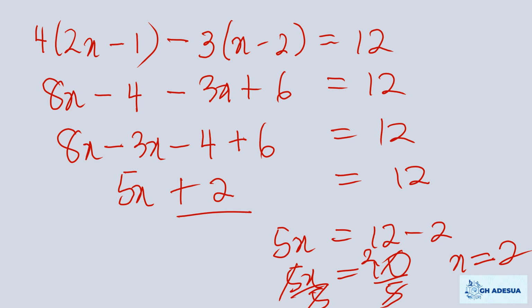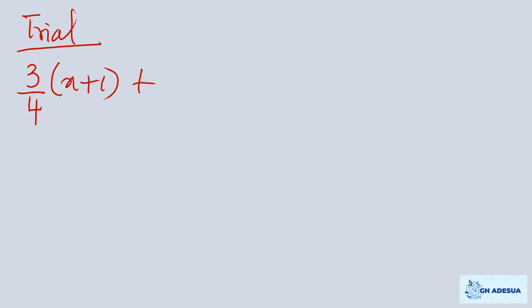Okay, so that's for that example. Let me give you one to try. So let's take a trial. In this trial, we have 3/4 (x + 1) + 1 = 1/2 (x - 2) + 5.